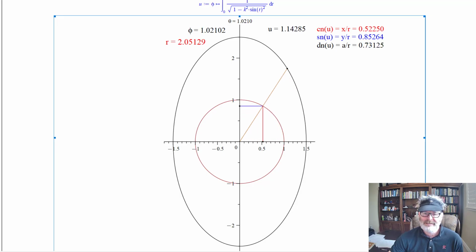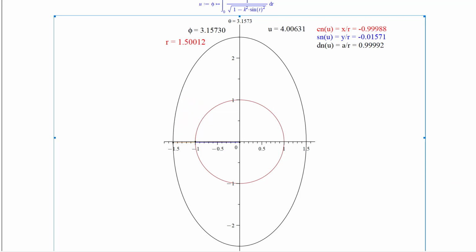Good day, everybody. Today I want to look at Jacobi elliptic functions. So next, we're going to look at a way an ellipse can give us all the values of cn u, sn u, and dn u.